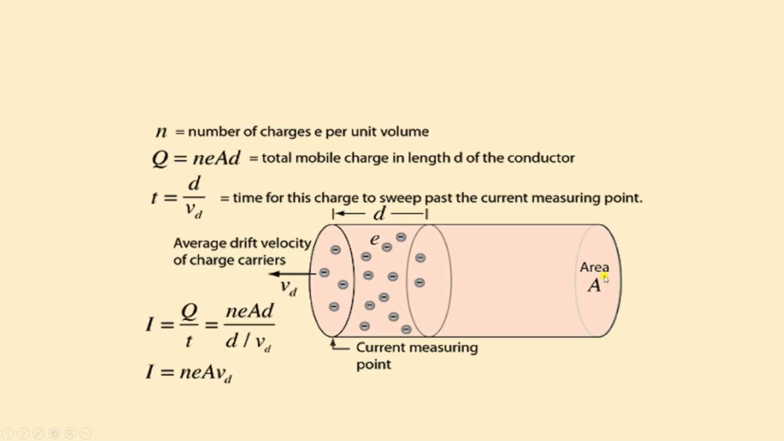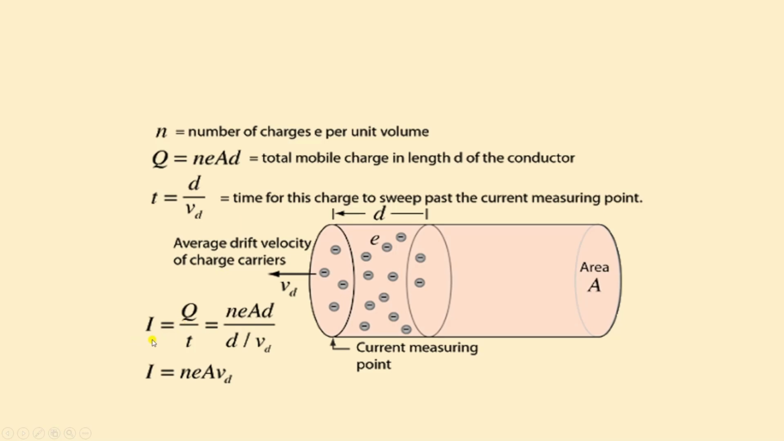We take the conductor having area of cross section A, and the total length is L, and n the number of charges per unit volume. Then the total charge on this conductor will be equal to neAL, and the time for this charge to sweep out the given cross section from one end to the other is L upon Vd. Velocity is equal to distance upon time, so time will be equal to distance upon velocity.